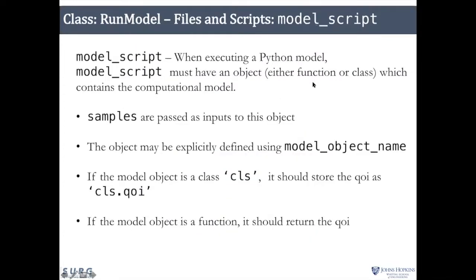So the model script must have an object, which can be either a function or a class, which contains the computational model. Samples are passed to this model object, and if the model object is a class, it should execute the model and store the quantity of interest, which is the output, as an attribute of the class. So it should save it as class.qi. This is a requirement of using RunModel. If the model object is instead a function, it should return the quantity of interest after taking one sample as input.